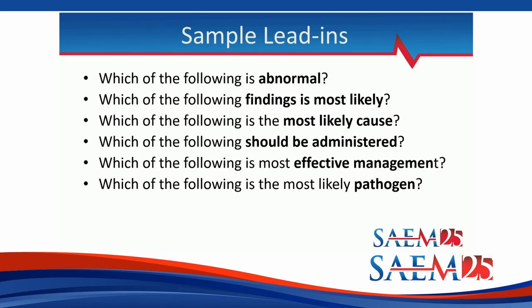So some of the lead-ins that we might write after we wrote a stem, right? What's abnormal? Which is the most likely finding? If you think a patient has disease process X, what physical exam finding is most likely? What's the most likely cause? What drug should we give? What's going to be your first step? I don't use most effective management a lot. I think that gets a little bit too subjective, but that's one of the ones that the NBME suggests. If we have infectious stuff or systemic inflammatory diseases, you can ask about pathogens. You might ask about antibiotics in a similar vein for that.